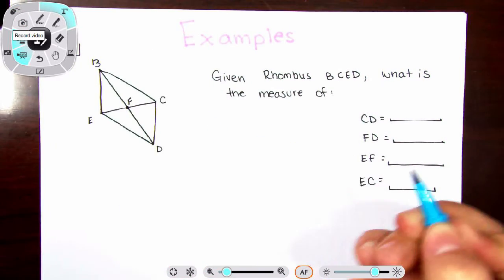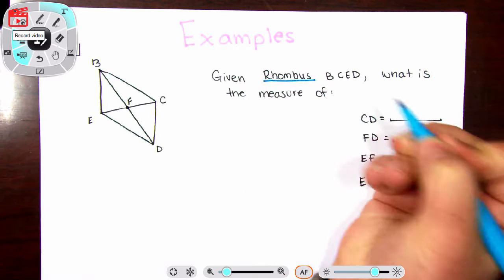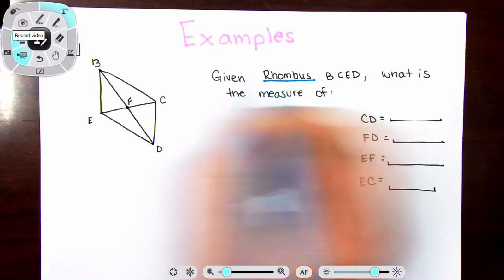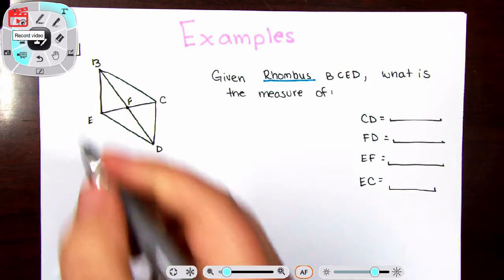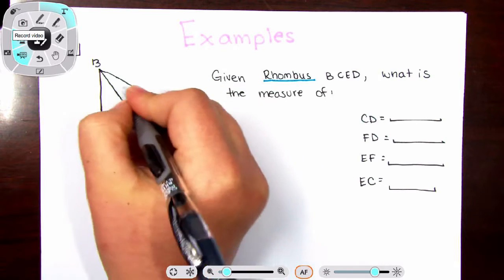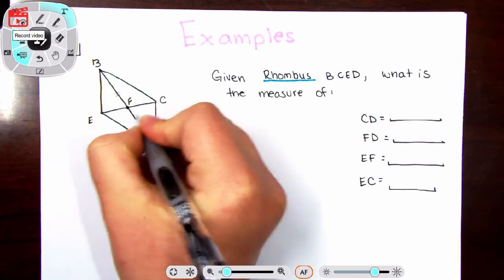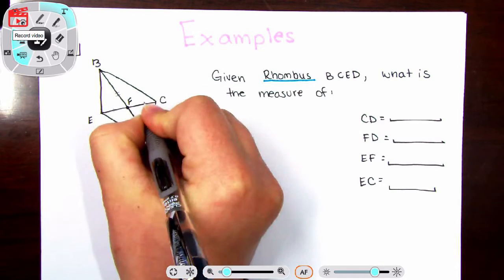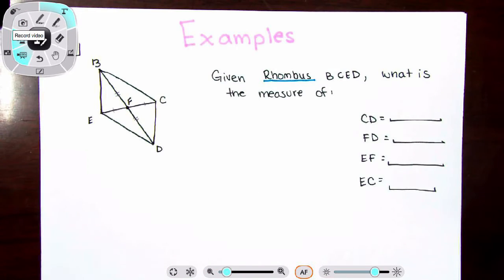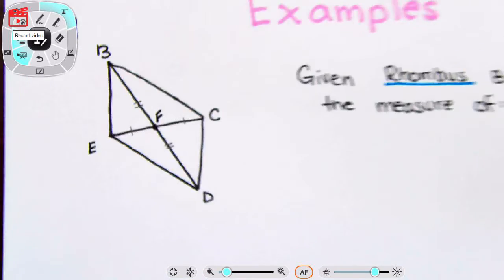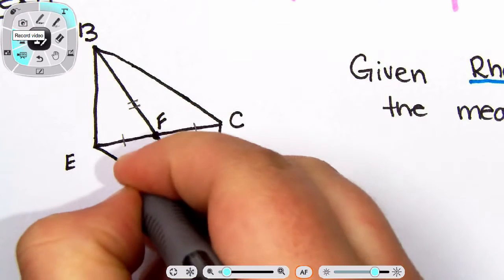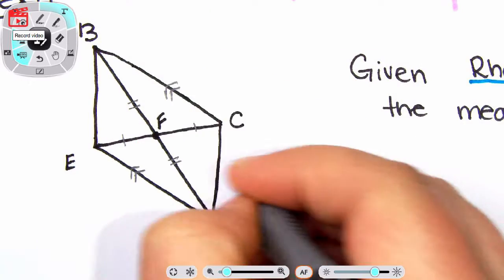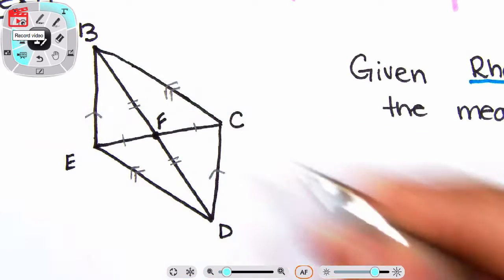So let's say we have a rhombus. I'm going to mark it up with all of the tick marks that represent a parallelogram and then the tick marks that represent a rhombus. So for a parallelogram, we note that the diagonals bisect each other. So we have these two and these two that are congruent. Let's zoom in just a little bit. We note that the opposites are parallel. We also know that opposites are congruent.